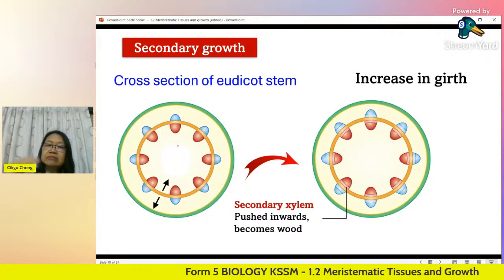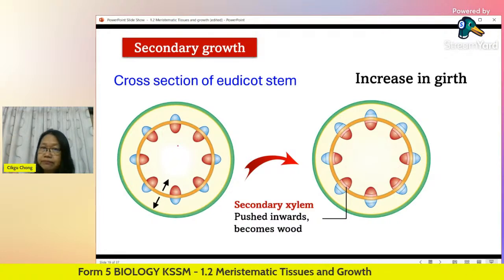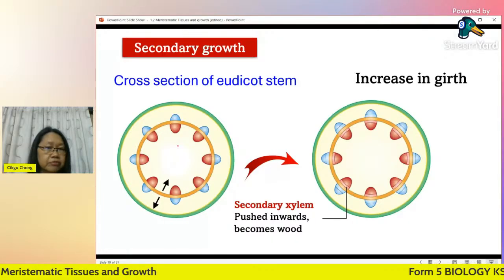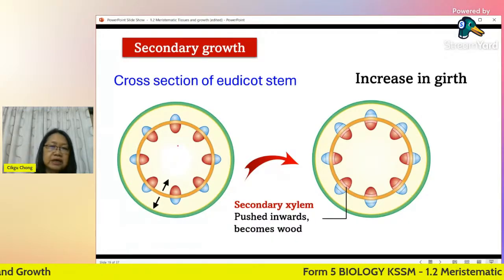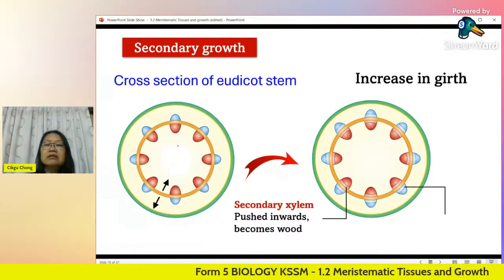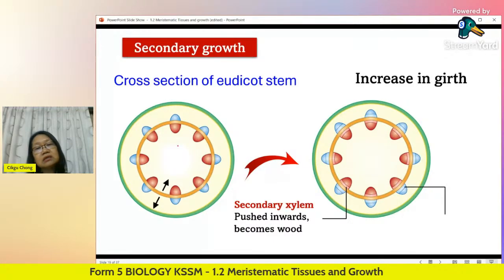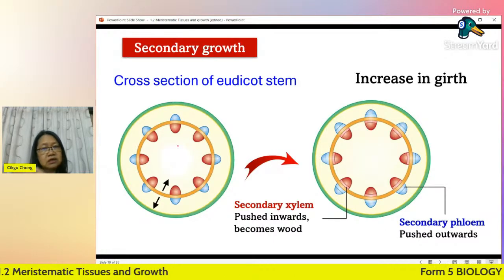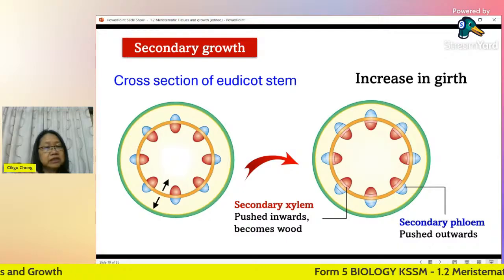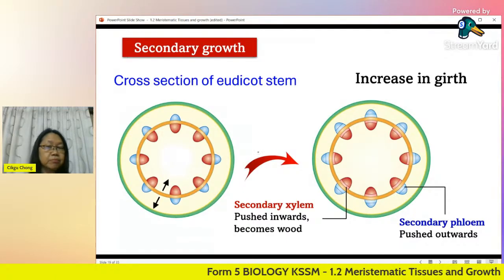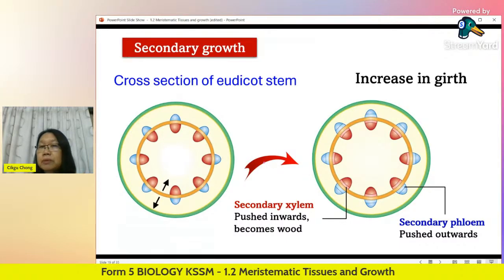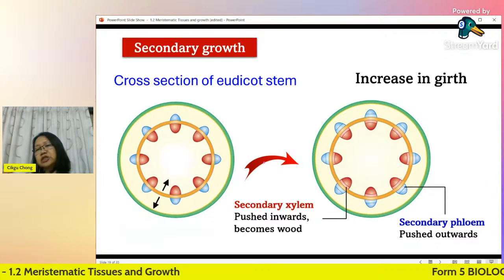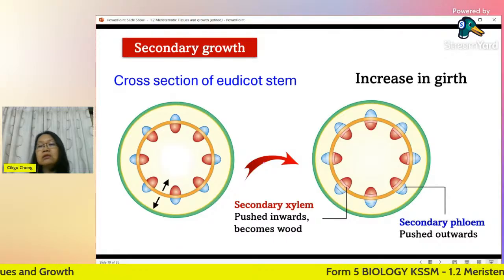The secondary xylem is just next to the cambium, beside the old xylem. The old xylem is called primary xylem. The new xylem is called secondary xylem. Okay, and for the other side, you'll find the phloem. The secondary phloem is pushed outwards towards the epidermis. The secondary xylem is pushed inwards, that's towards the pith there. So you must know how to label properly, right? It's just beside the cambium, but it's just under the layer of the old phloem.